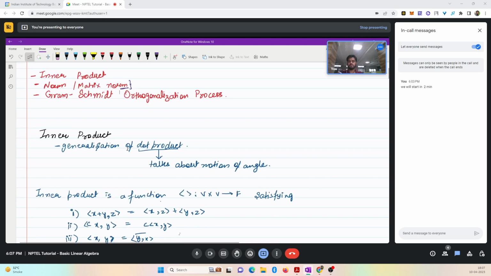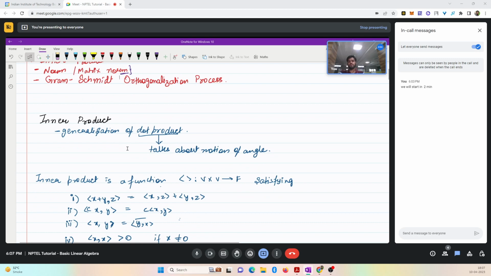Okay, so I'll begin with defining what we mean by inner product space. First of all, let's see what is the idea behind inner product. Inner product is nothing but a generalization of dot product. In school you might have learned that, for example, if you have (1, 2) and you want to take its dot product with (2, 3), then you do 1 into 2 plus 2 into 3, and so on. So this is a dot product, right?